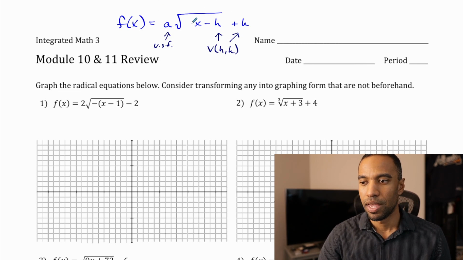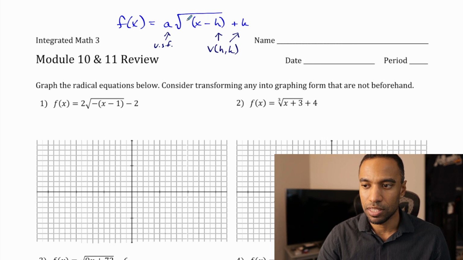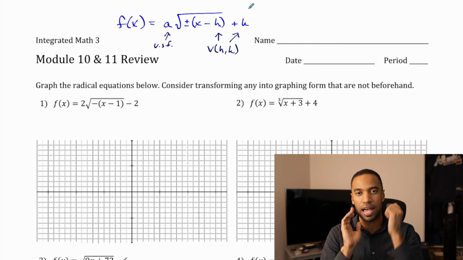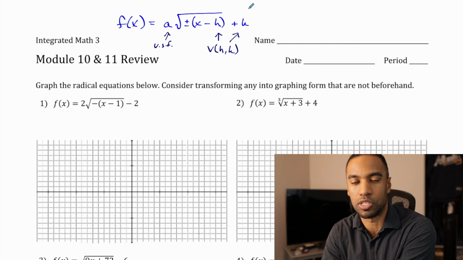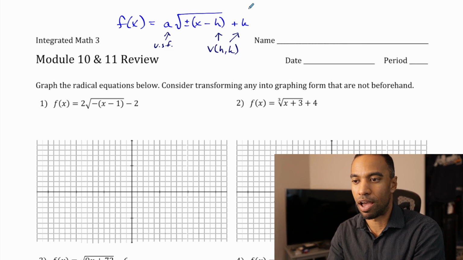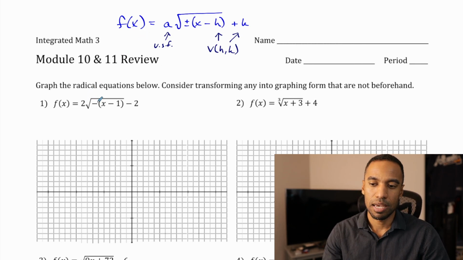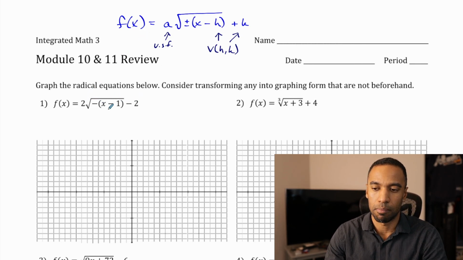Next thing is this. It is possible that the quantified thing in front here could, besides have a positive here, it could also be a negative. And if it's a negative, that's an indicator that your graph is going to the left. I'll show you what that looks like when we talk about the domain of our graph here, because our first graph does this. f of x equals 2 times the square root of negative the quantity x minus 1, minus 2.